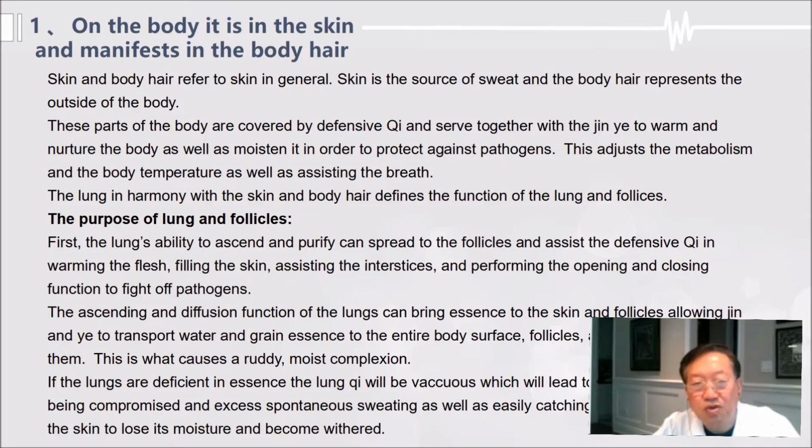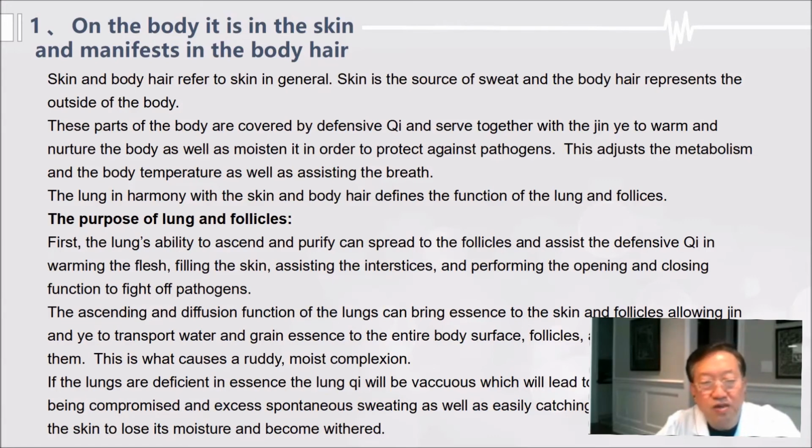These parts of the body are covered by defensive qi and serve together with the jinye to warm and nurture the body as well as moisten it in order to protect against pathogens. This adjusts the metabolism and the body temperature, as well as assisting the breath. The lung, in harmony with the skin and body hair, defines the function of the lung and follicles. The purpose of lung and follicles.